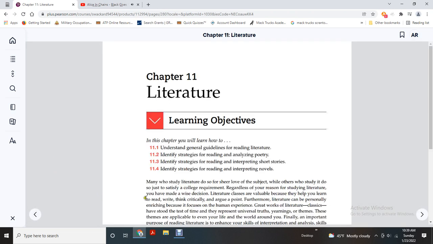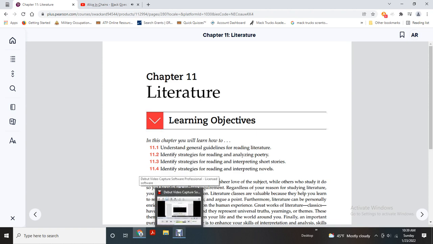All right, chapter 11, literature. I'm sorry I skipped so much in the mathematics book, but it's important that we don't go back and deal with pages, and that we get the main idea.